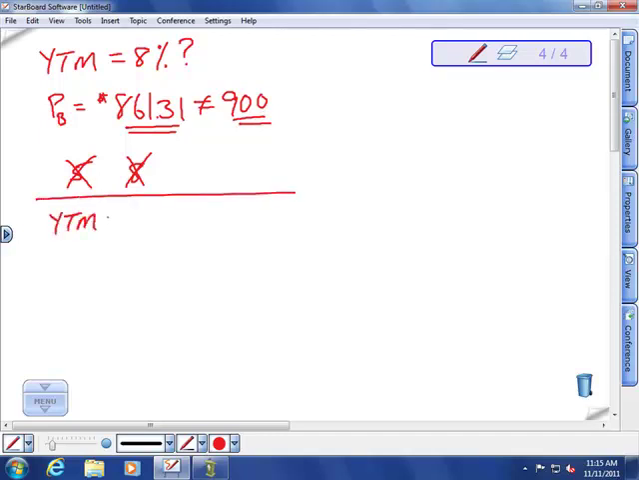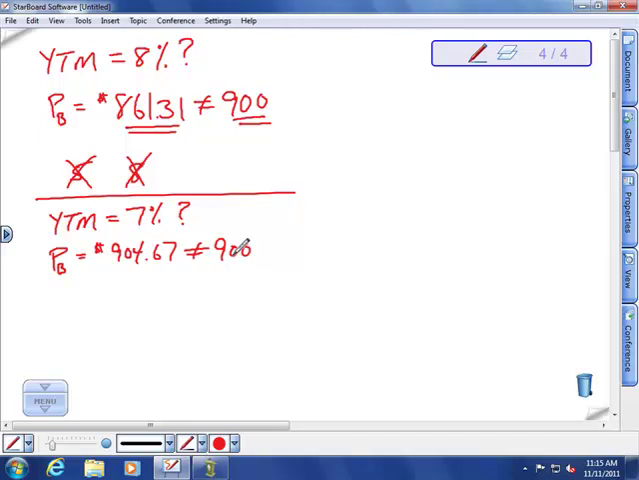So what if the yield to maturity were, let's try 7%. Is it 7%? Well, if we plug 7% into our bond valuation formula, that gives us a price of $904.67. So was our yield to maturity 7%? It's pretty close, but not exact. It's not equal to $900, but that 904.67 is pretty close to the 900.